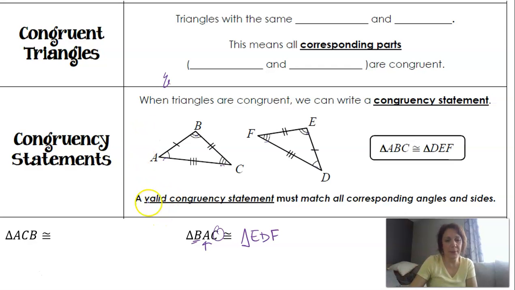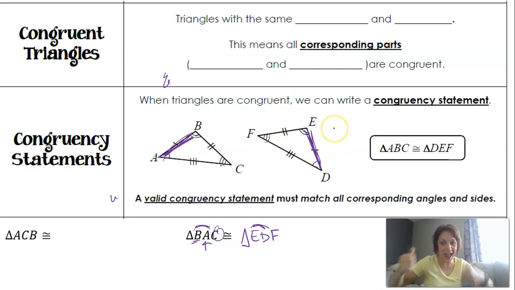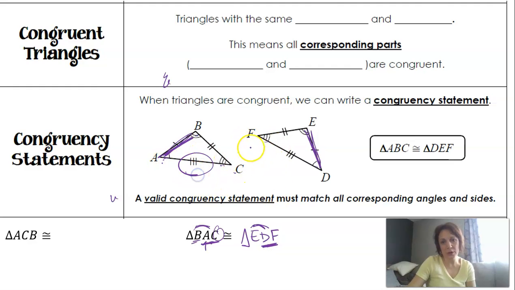So let's see. BA, if I'm looking at side lengths, BA should match ED. Let's go make sure that's right. BA, 1 tick mark, ED, 1 tick mark. Let's check another one just to make sure. AC should match DF. AC, 3 tick marks, DF, 3 tick marks. We got it.